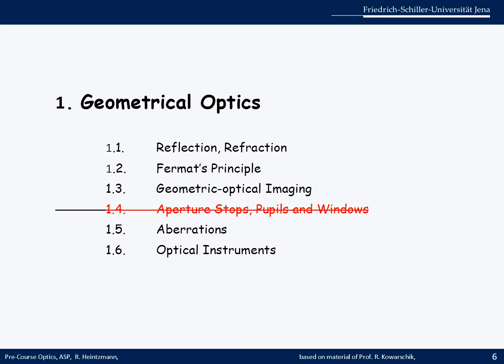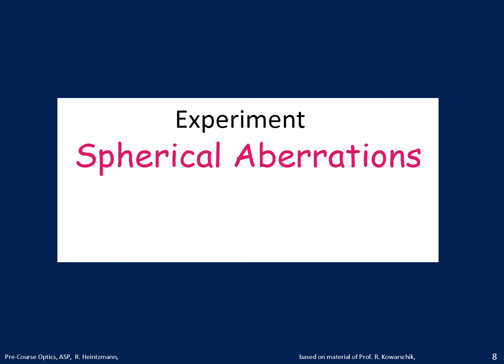So the part about aperture stops and pupils and windows, I will not really go into, but we will straight continue with the topic of aberrations. So first of all, we'll do an experiment of spherical aberrations.